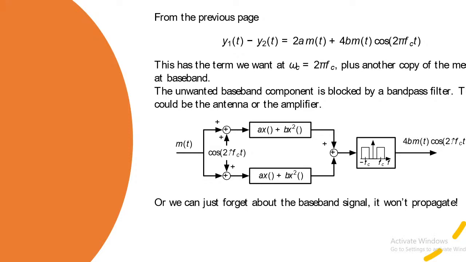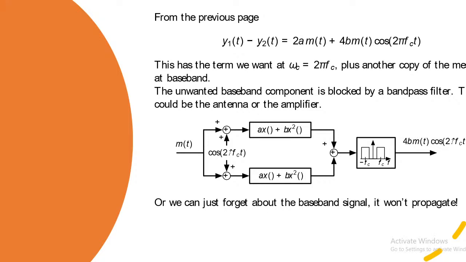Now the circuit implementation, you can see what we have done. m(t) is given to two devices, an upper device and a lower device. In the upper device we are multiplying m(t) with cos(ω_c t), and in the lower device also. With appropriate phase change, we get the outputs as m(t) + cos(ω_c t) and cos(ω_c t) − m(t). Now they go through the nonlinear device, which has characteristics a x + b x². Each output goes through that.